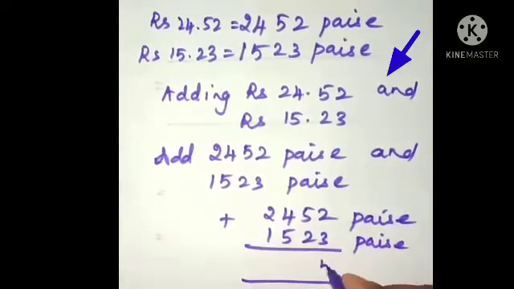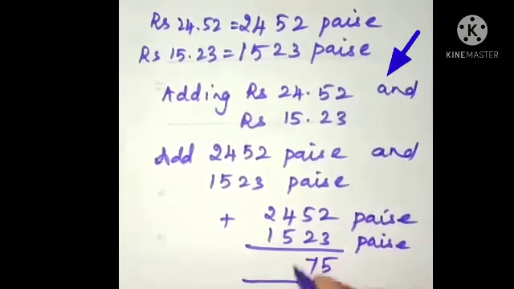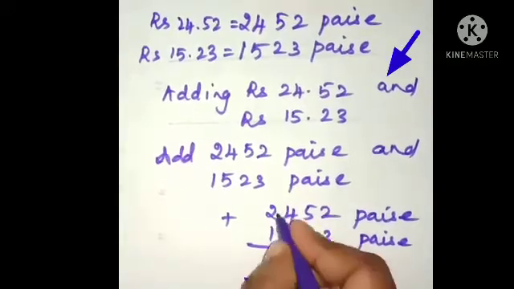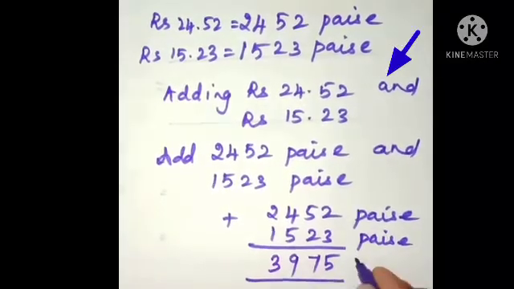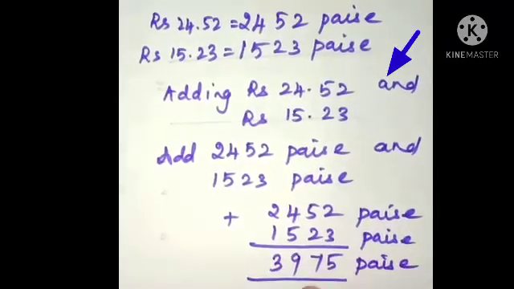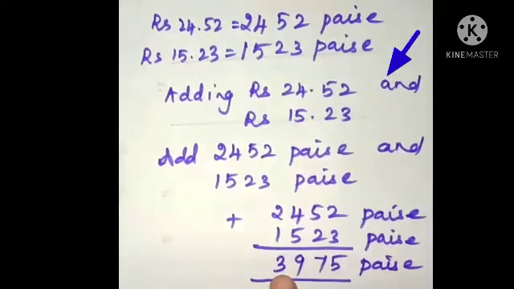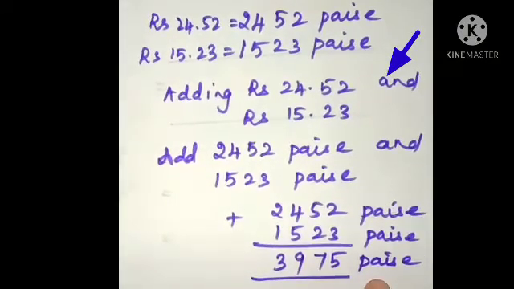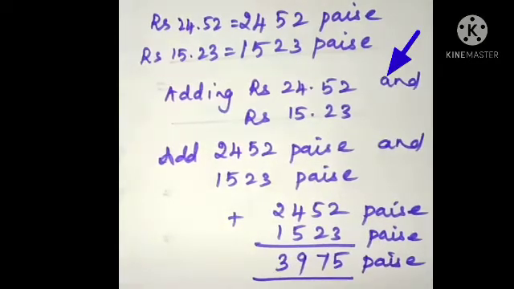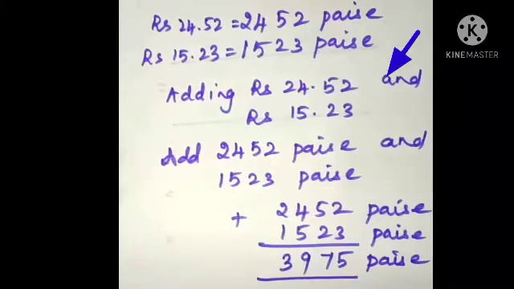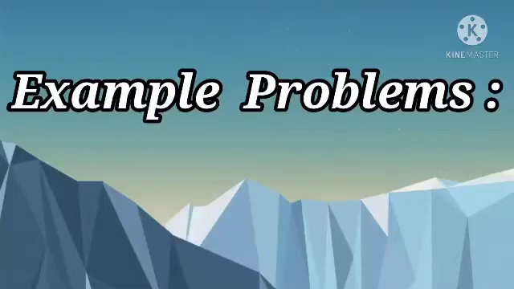2 plus 3 is 5. 5 plus 2 is 7. 4 plus 5 is 9. 2 plus 1 is 3. That is 3975 paise. So we are adding the cost values with conversion, and we get 3975 paise as our final value. Now let us see example problems.